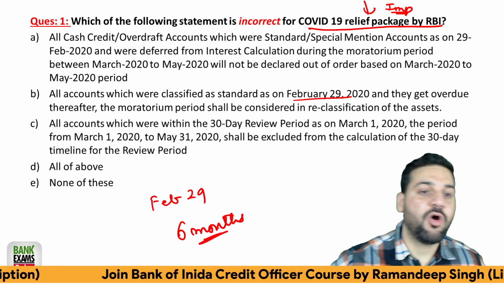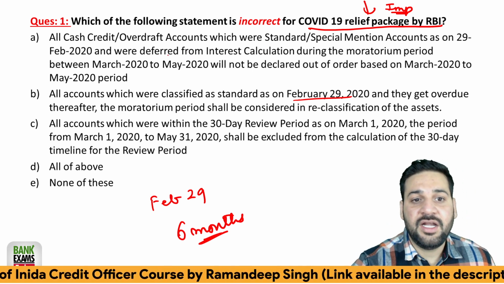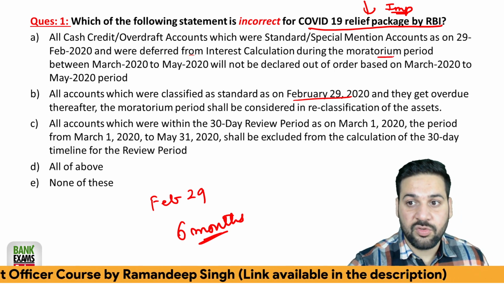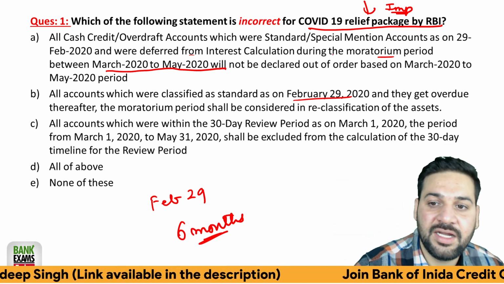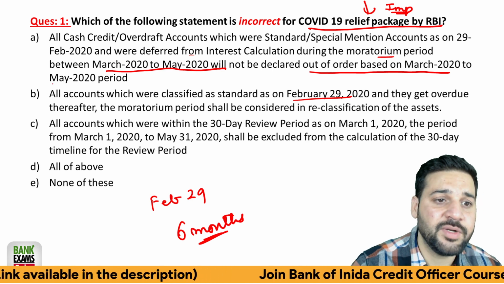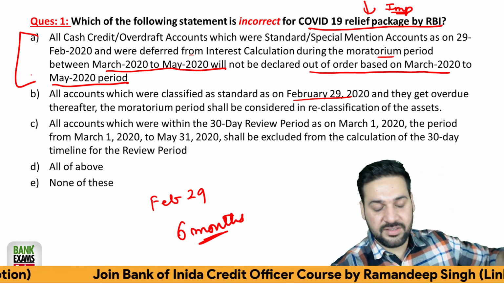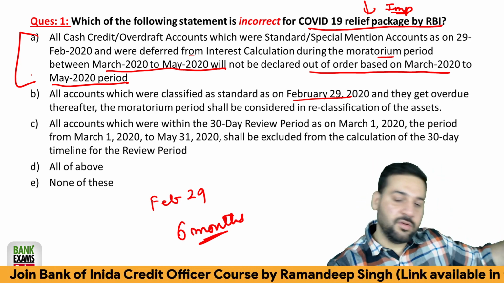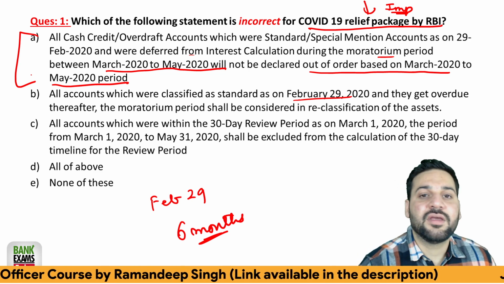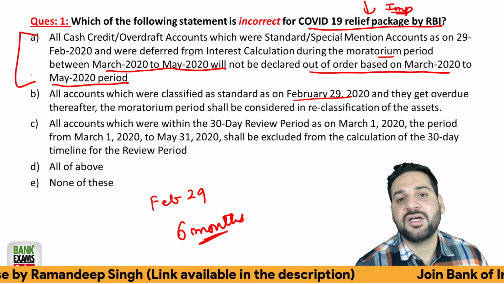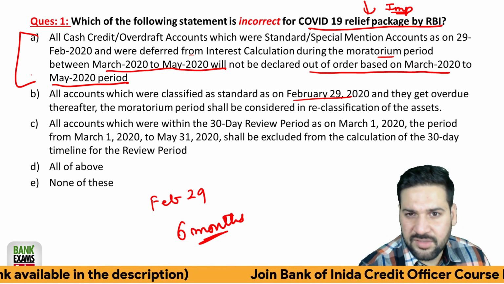So let's read the detail. All cash credit and overdraft accounts which were standard as on 29th of February and were deferred from interest calculation during the moratorium period between March to May, which was later extended, and not declared out of order during March 2020 to May 2020. So if these assets were standard on 29th February and during those 3 months, which was further extended till August, they became NPA, if they were not able to pay the interest or service their loans, or EMI, they were not considered as defaulters or NPAs, right?